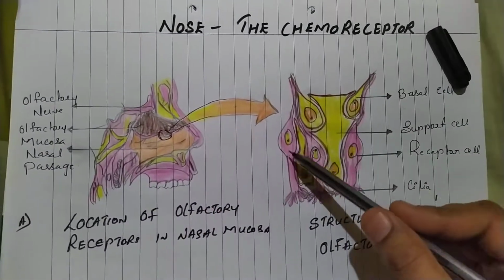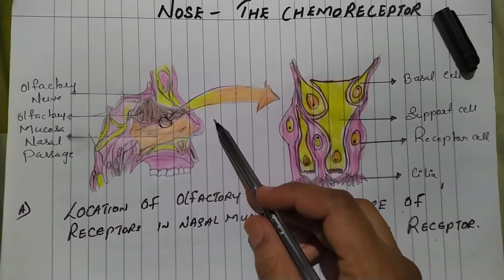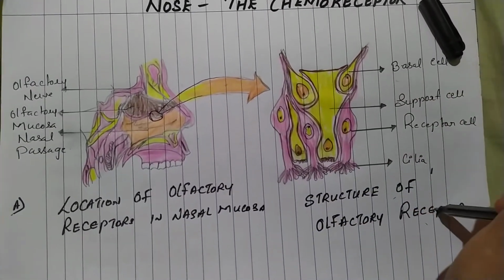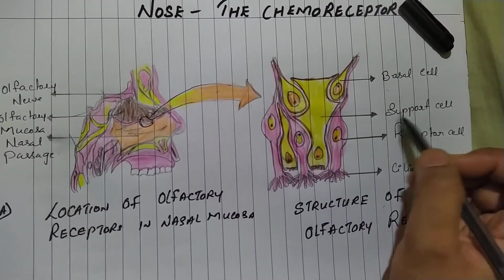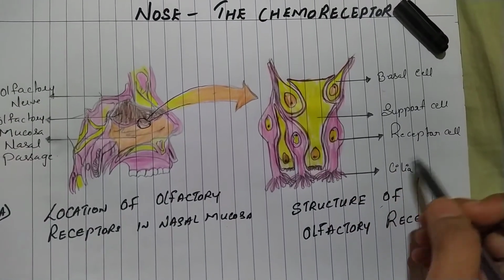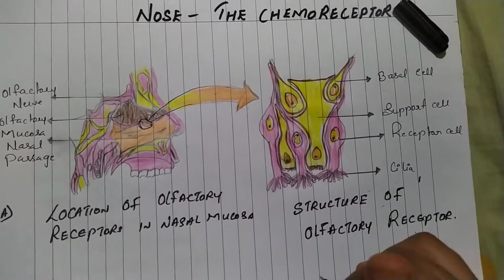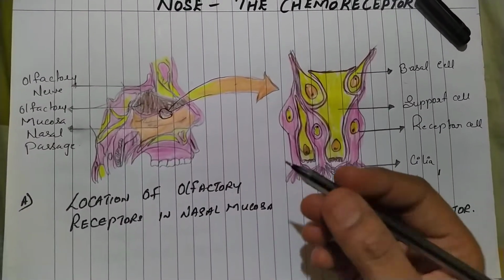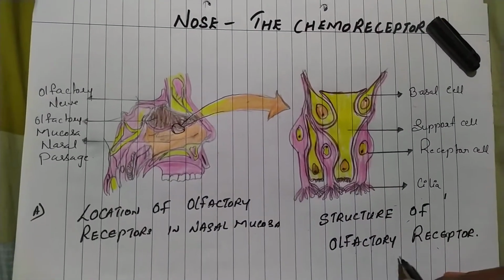As you can see here, this is the structure of the olfactory receptor. If you see under an electron microscope, you'll be able to see the structure of these olfactory receptors, where we have the basal cells with their nuclei and the supporting cells. These are pink in color and this yellow color is the receptor cells, and these are the cilia, which are nothing but hair-like projections. These are the main parts responsible for smell. So the receptor which plays a significant role here is the olfactory receptor.